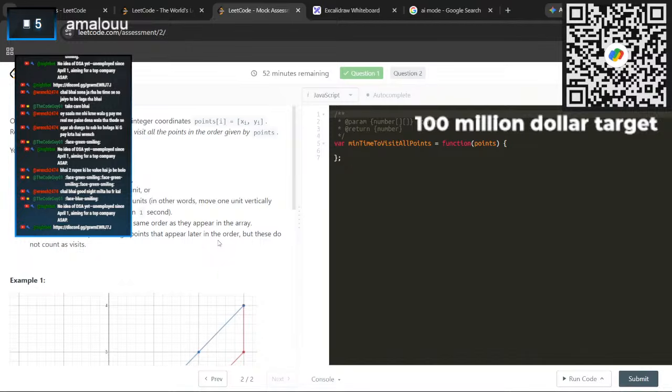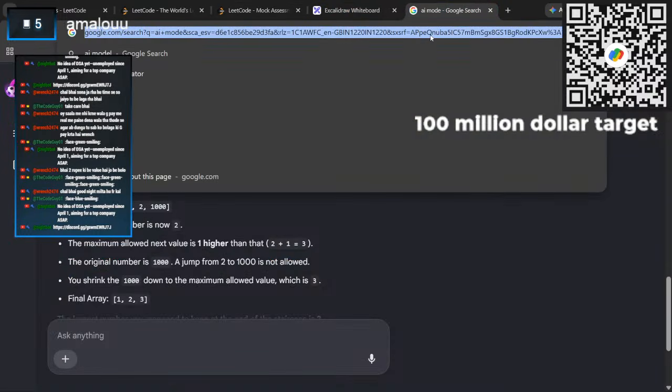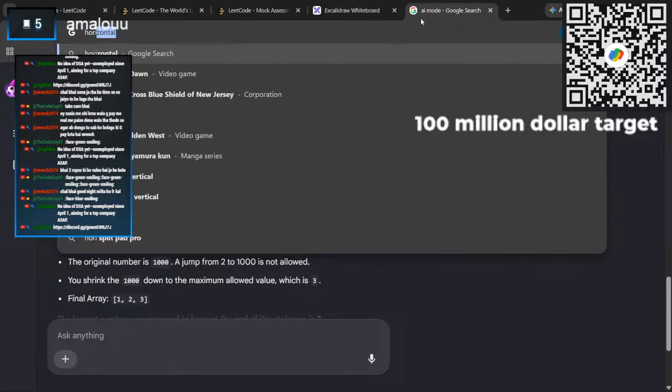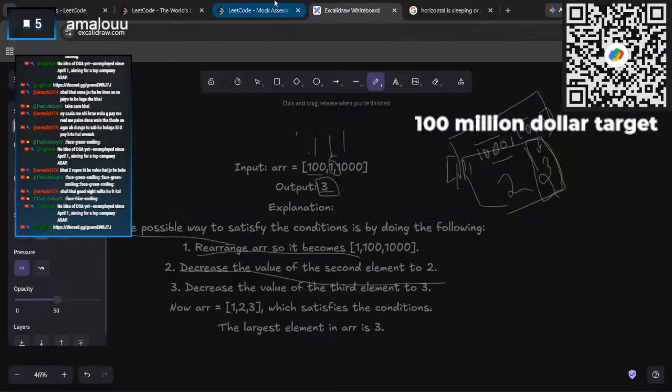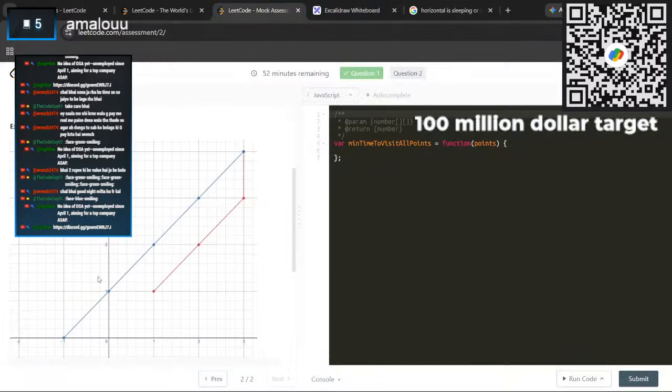Vertically by one unit. Vertical is towards the top, right? So it would be the y direction. X is supposed to be horizontal. What is horizontal? Okay, my horizontal is supposed to be this and vertical is supposed to be this.